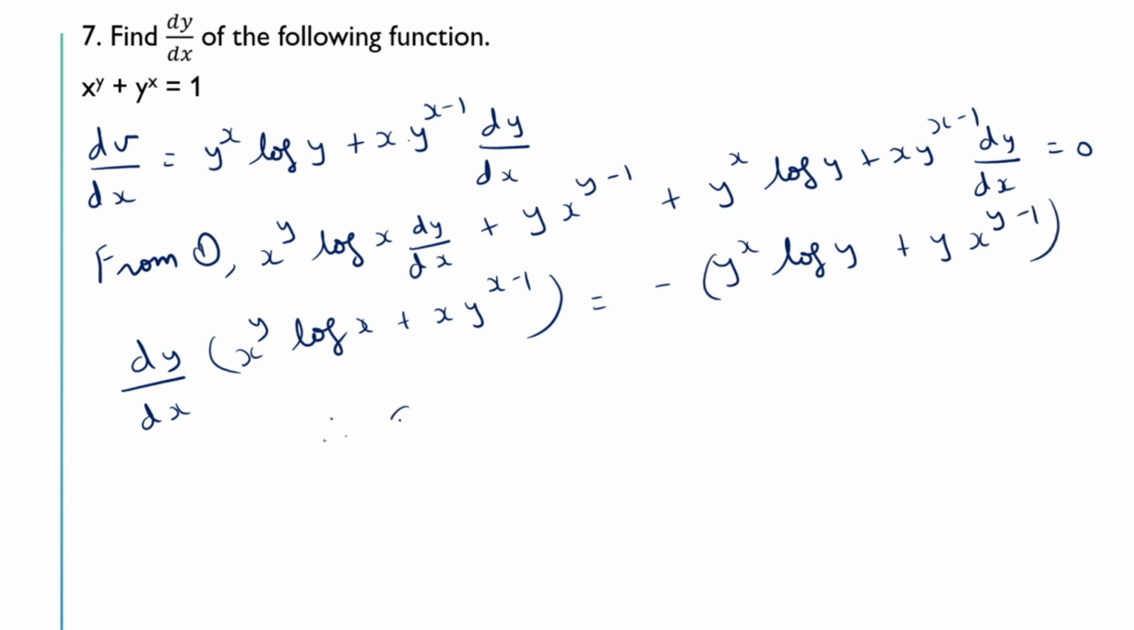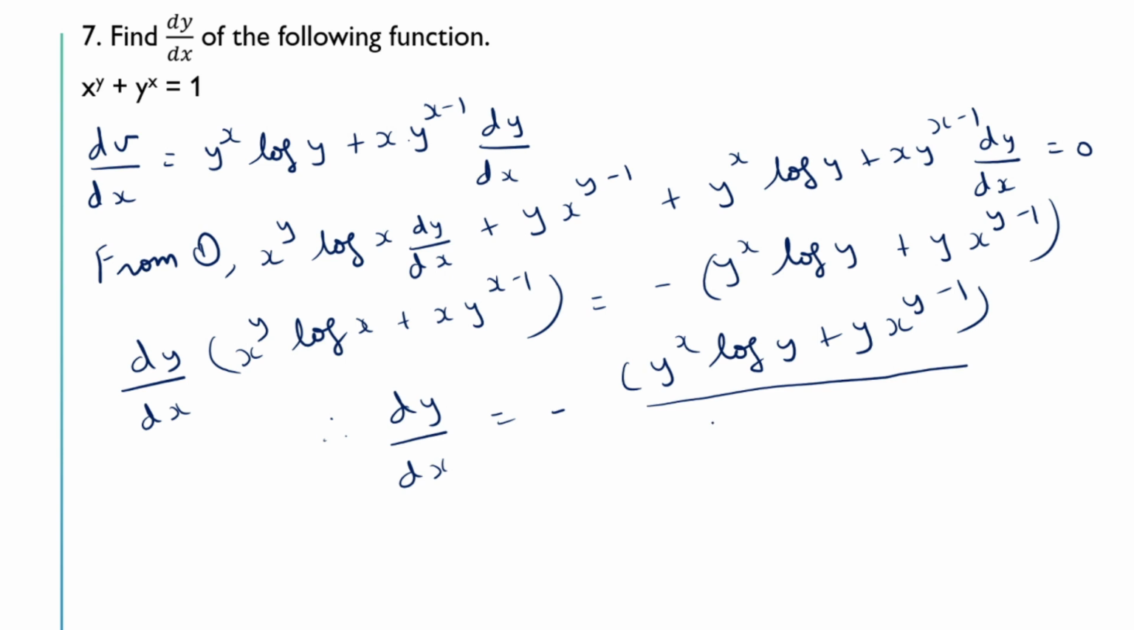So from this we get dy by dx is equal to minus of y raised to x log y plus y into x raised to y minus 1, divided by x raised to y log x plus x into y raised to x minus 1. So this is dy by dx.